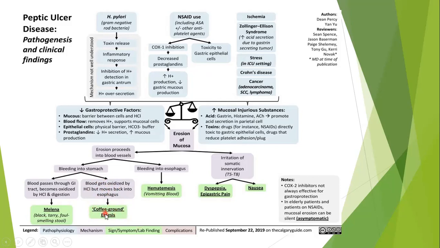Those substances appearing like coffee grounds really are oxidized blood coming from the bleeding ulcers. If bleeding occurs into the esophagus, maybe due to an esophageal ulcer, a patient will have hematemesis, where they're going to be vomiting blood. Then irritation of somatic innervation, that is thoracic vertebrae 5 to thoracic 8, will lead to dyspepsia, that is indigestion. Patients will also experience epigastric pain as well as nausea.